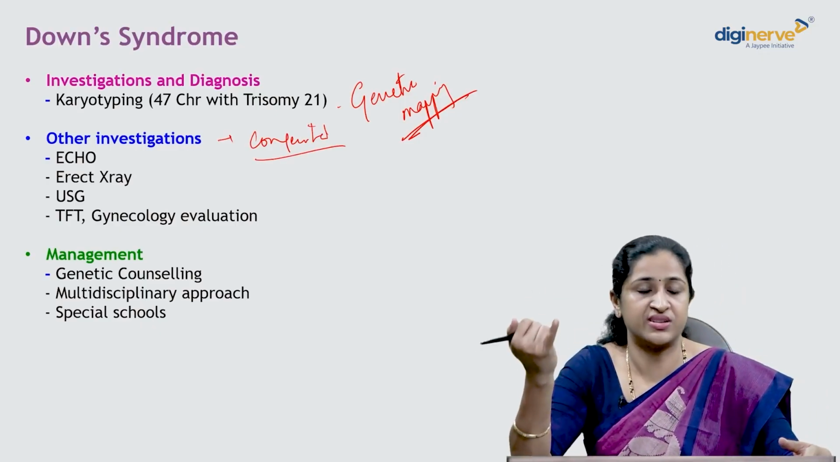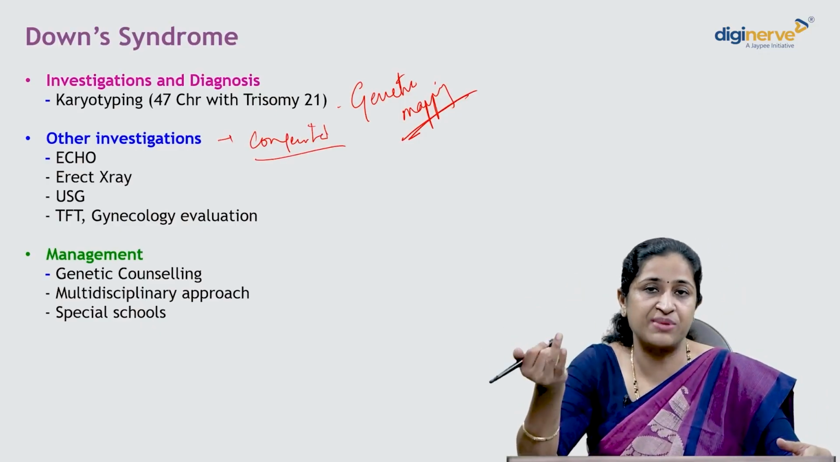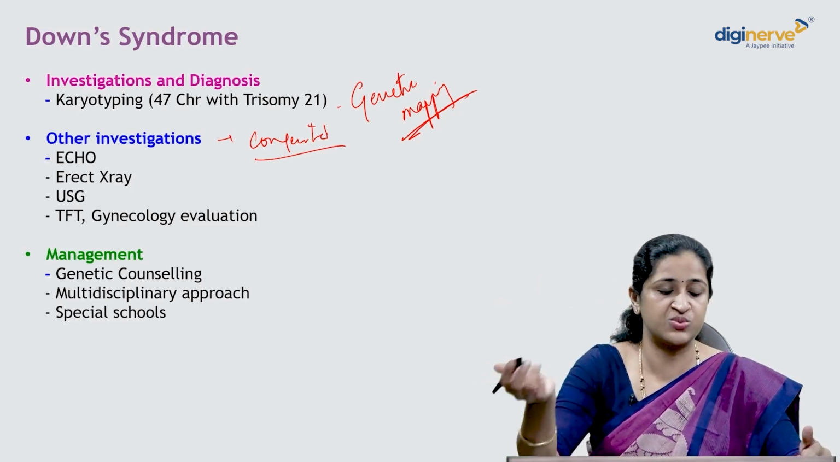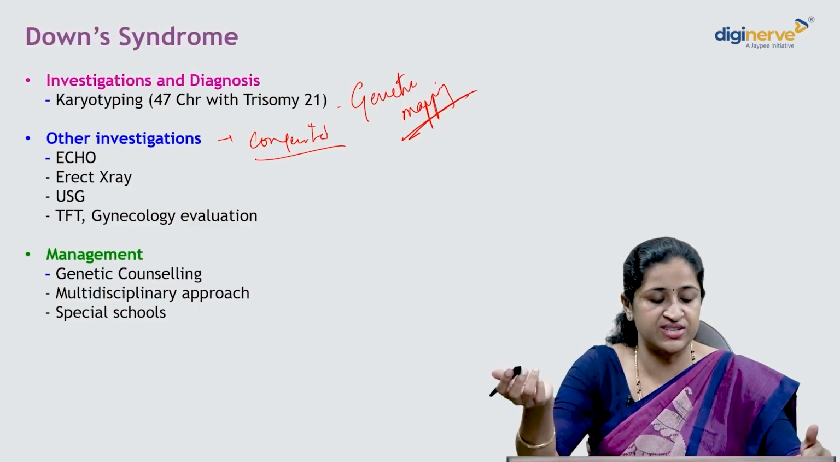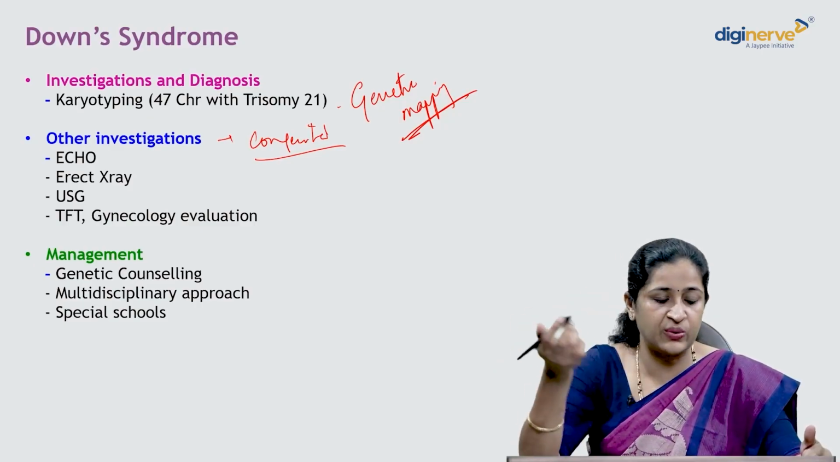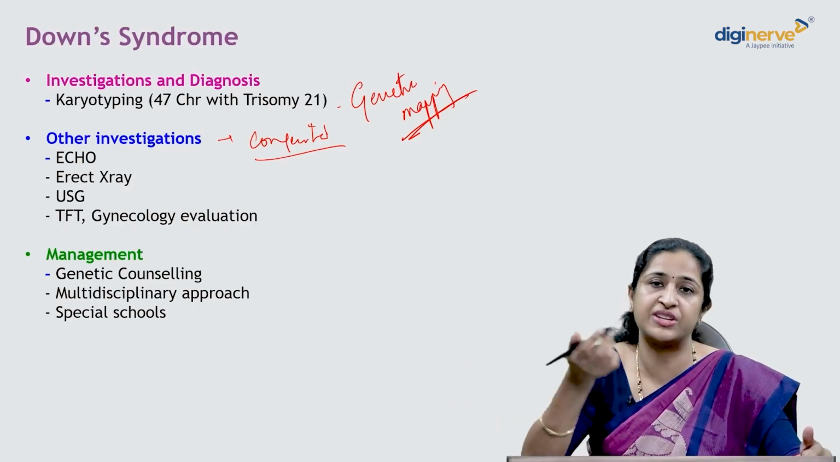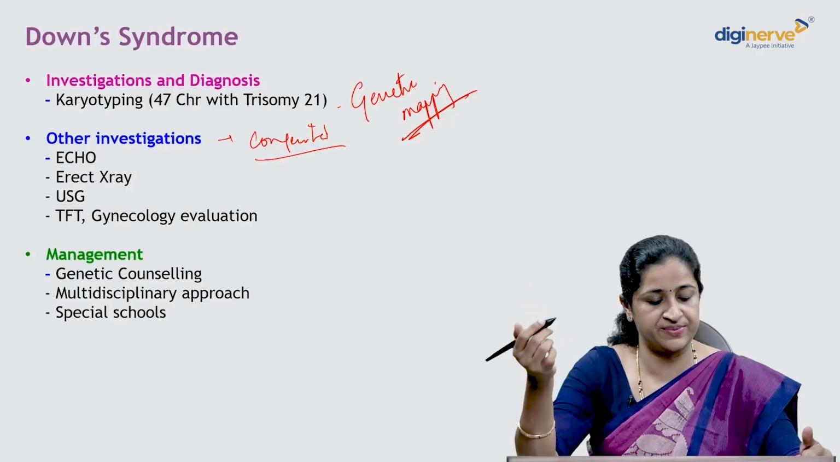For that, you look at the heart, so we do an echo. You will need an erect X-ray abdomen because we thought of duodenal atresia, annular pancreas, Hirschsprung's disease. So erect X-ray including chest X-ray, and ultrasound abdomen will be required. Thyroid function test for hypothyroidism, and gynecological evaluation for infertility.